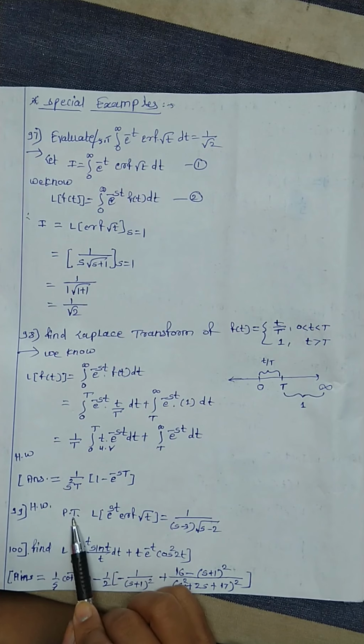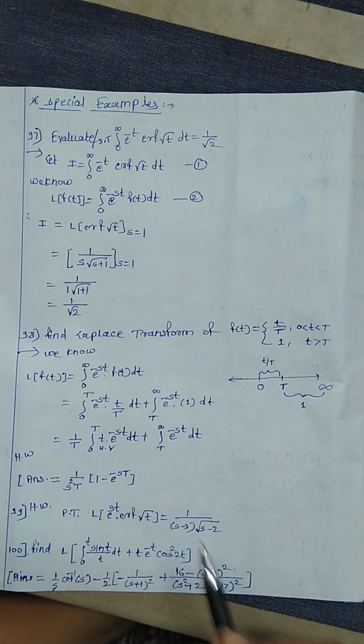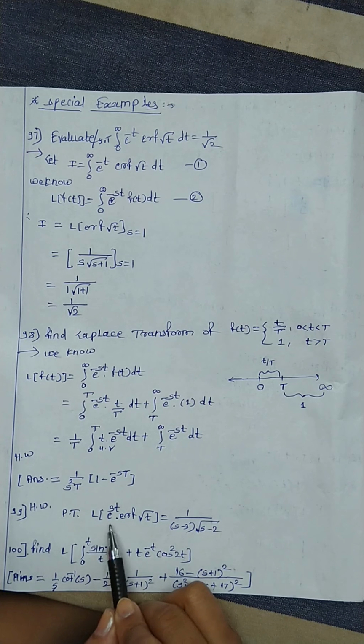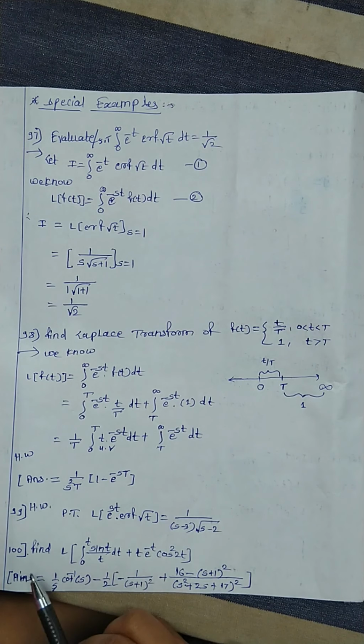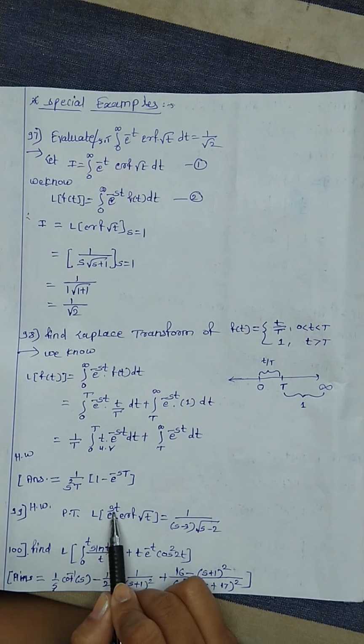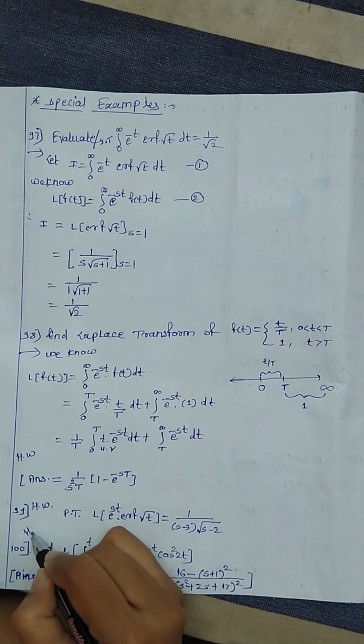Okay, now here some more examples are there for homework. Example 99 for homework: prove that the Laplace transform of e raised to 3t into error function of root t is equal to 1 upon this. Here you have to use the exponential property for the error function of root t. Okay, and a value is 3. Now the 100th question, this is also homework.